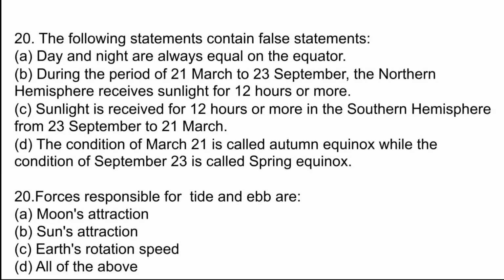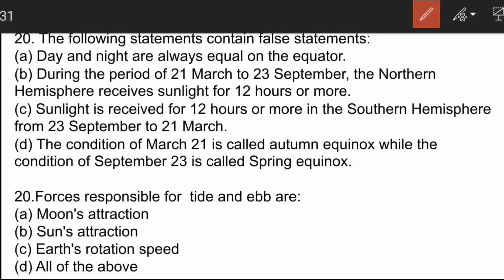The next question is, which of the following statements is a false statement? Days and night are always equal on the equator. This is a correct statement. During the period of 21st March to 23rd September, the northern hemisphere receives sunlight for 12 hours or more. This is again a correct statement. Sunlight is received for 12 hours or more in the southern hemisphere from 23rd September to 21st March.